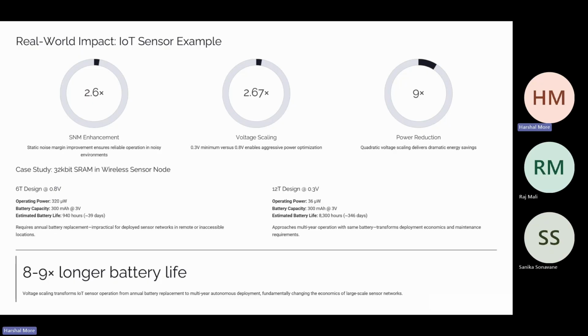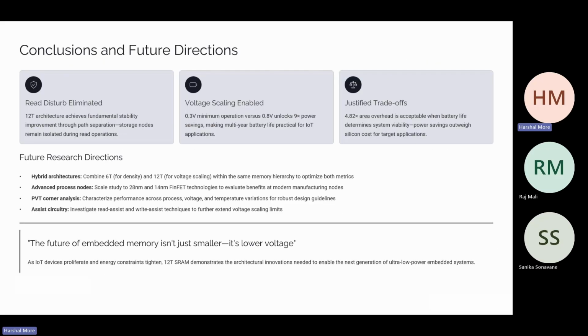Imagine deploying sensors in remote forests or medical implants that don't need frequent maintenance. This is where the true value of voltage scaling becomes real. So, to summarize the 12T SRAM architecture, it eliminates the long standing problem of read disturbance while enabling stable operation down to 0.3 volts. The trade off in area, around 4.8 times larger, is completely justified for ultra low power systems, where longevity matters more than density.